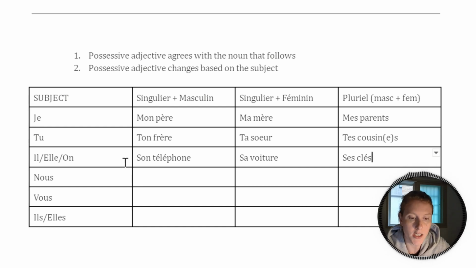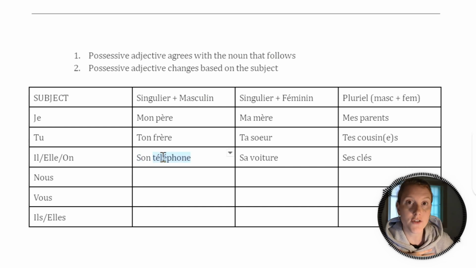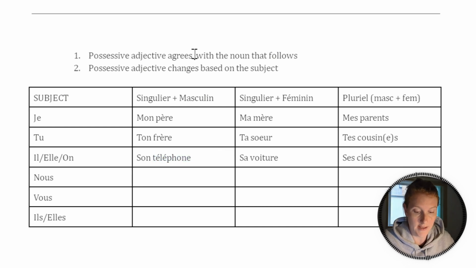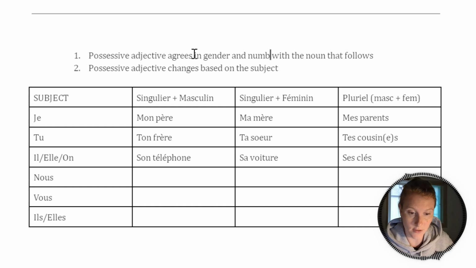So, here, son téléphone, in that case, is masculine singular because téléphone is masculine. Even if the subject, once again, is a woman or a man, it doesn't matter, right? The possessive adjective in French agrees with the noun that follows, not the gender of the subject, right? It agrees in gender and number with the noun that follows, right?